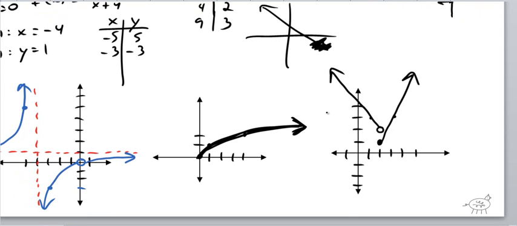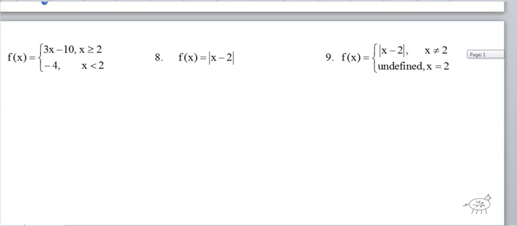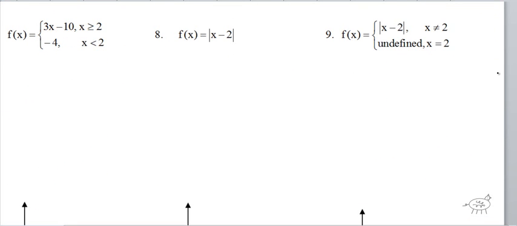So the key is, just to review here, you got to plot these points first. And then you use slopes to figure out this and this. Okay? All right. So let's keep going here. Hopefully you guys recall this stuff as we're going through this. Okay, this next one is another piecewise function. So let's go ahead and graph it.